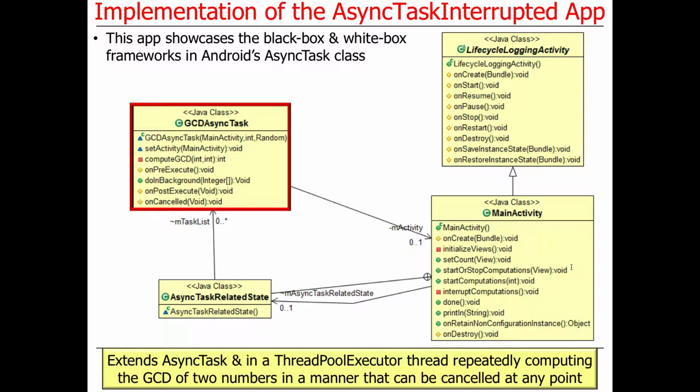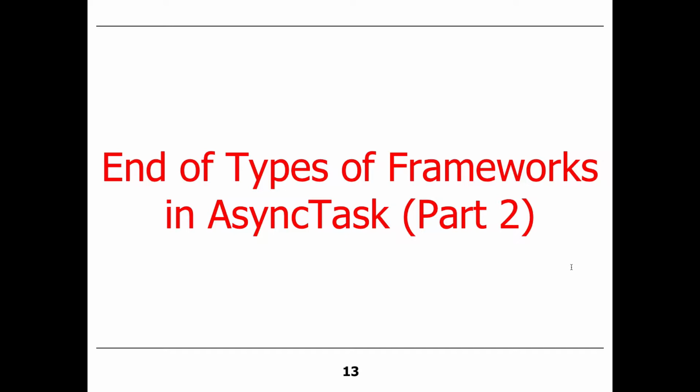And then the real workhorse, the class that does all the work, the part that's most relevant for the assignment that's coming up, is the GCDAsyncTask. And this is a really nice illustration of async task in all of its full-blown glory, with all of its hook methods that are used to do various things before and after the computations run in the background. OK, so that's basically the end of the overview of the design. Let us now go and take a look.